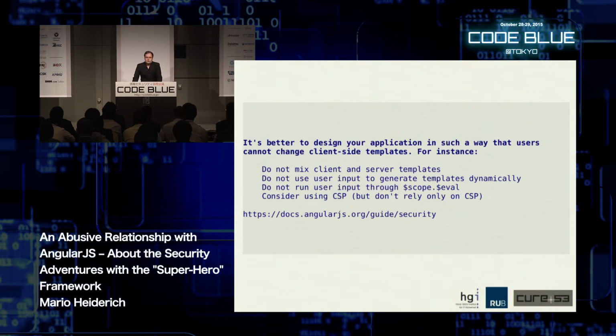Here is a copy and paste of what the Angular team says about security. They say it's better to design your application in such a way that users cannot change, and so on and so on. And they say clearly that it's not okay anymore to reflect content on the server, to build content on the server, but to have the server return static JSON data and have the browser and the JavaScript framework do all the jobs. Because then you don't have classic cross-site scripting anymore, and that is even true. But maybe there are new attacks, and we want to find out about these.